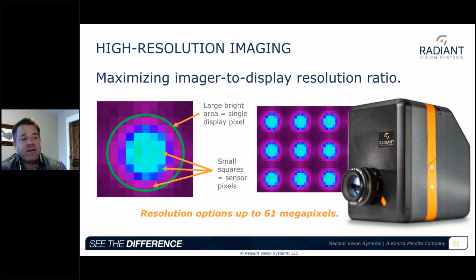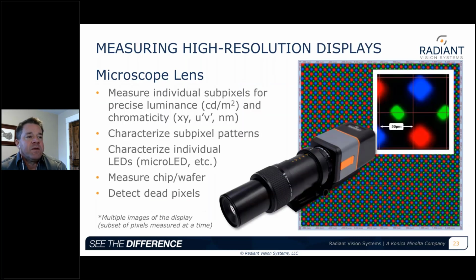This sounds like a lot, and it is, but the important thing to keep in mind for measurements like this is the ratio between the display and the camera's resolution. If measuring a pixel is important, we can maximize the resolution of our measurement system by focusing in on a section of the display at a time to see pixels and subpixels in detail. A microscope lens applies an imager's full sensor resolution to a smaller area of the display. This greatly increases the number of sensor pixels per display pixel.